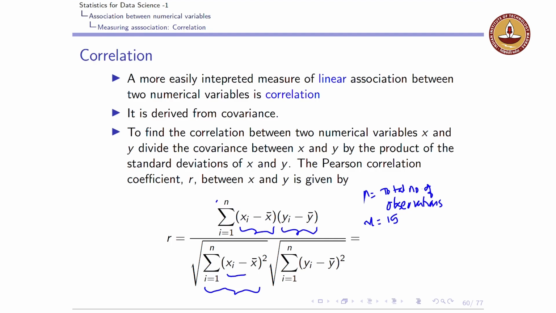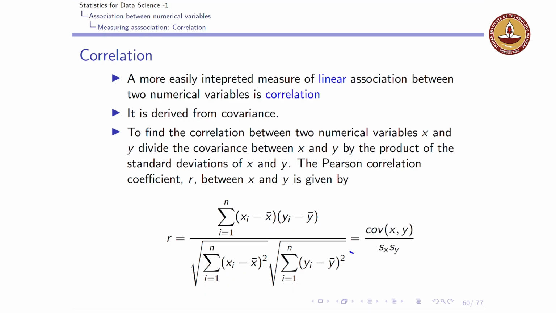I divide by the square root of the product of the sums of squared deviations. This is the sum of squared deviations of x, and this is the sum of squared deviations of y. In other words, equivalently, I can write that this is equal to the covariance of x and y, which is given here, divided by the product of the standard deviation of x, which is represented by s of x, and s of y. So, this is how we compute our correlation between two numerical variables.